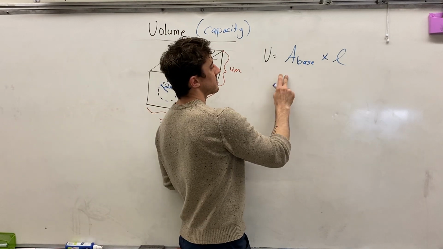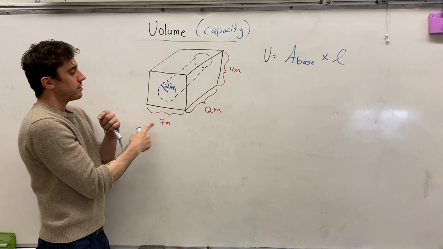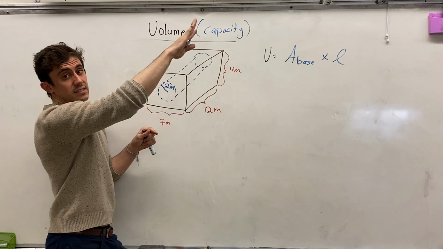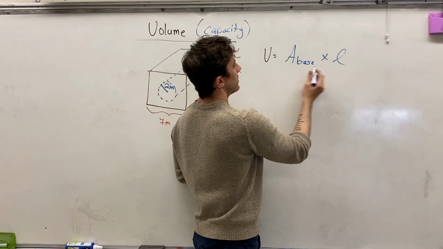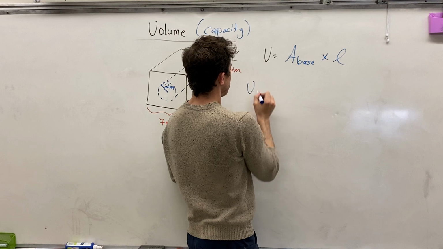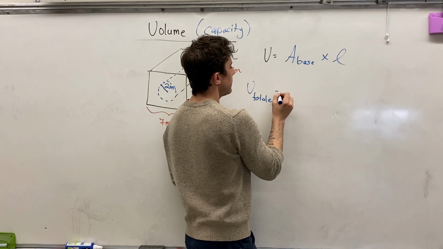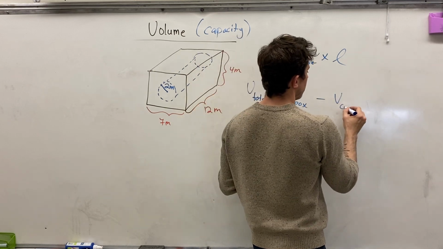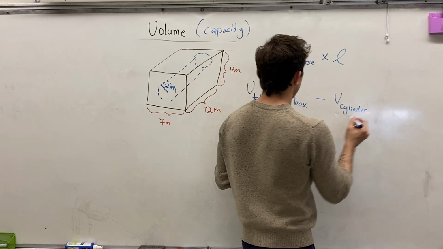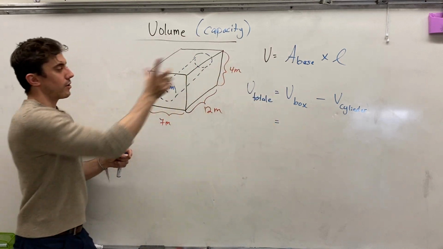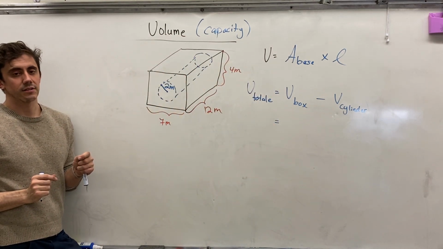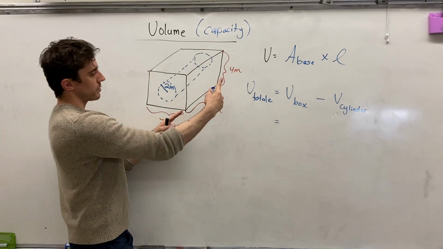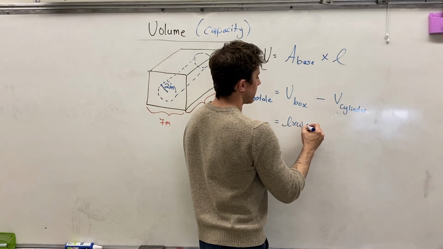The area of the base times the length for a rectangular prism is simply the length times the width. That would be the area of the base times the height. So we're going to have the area of the base times the length. Our volume in total is going to be the volume of the box minus the volume of the cylinder, because we have to take away the volume of the cylinder in the center. It's cut out of the box. And so the volume of the box is going to be length times width times height for a rectangular prism.